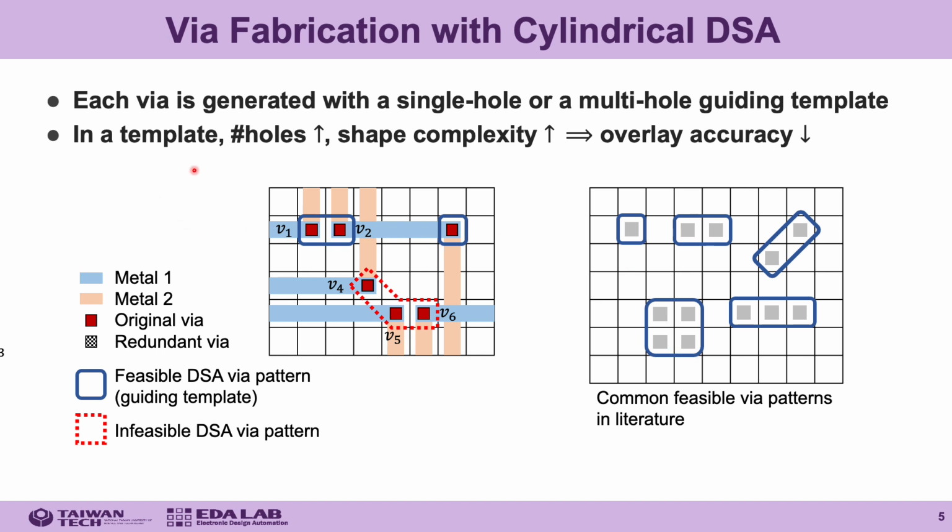In cylindrical DSA, each via can be generated by using either a single-hole template or a multi-hole template. However, since the overlay accuracy of the generated holes highly depends on the number of holes and the shape complexity of a template, only a few via patterns are regarded as manufacturable. For example, V4, V5, and V6 cannot be generated with a single multi-hole template because of its irregular shape.